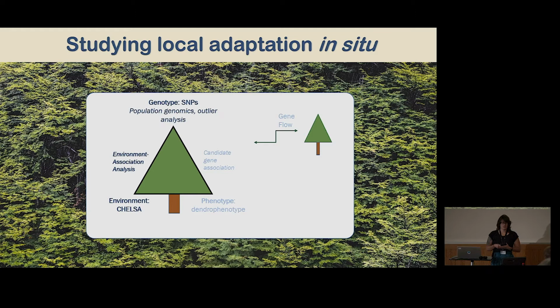But luckily, there's a bunch of different ways that we can actually study those factors directly, either individually or in concert with each other. So in this graph, you have the three main things that you can quantify for local adaptation: genotype, environment, and phenotype. For my project, I will eventually look at all three of these things, in addition to gene flow. However, for this presentation, I'll just focus on genotype, environment, and the combination thereof, which is environmental association analysis.